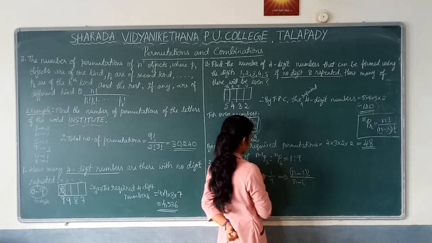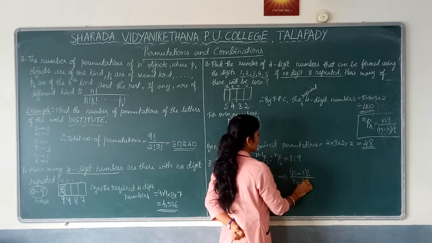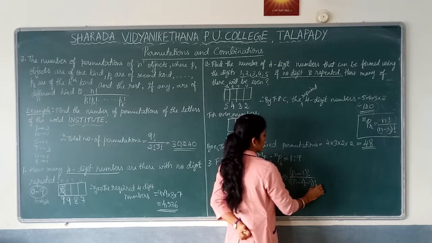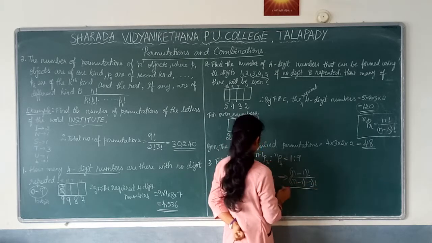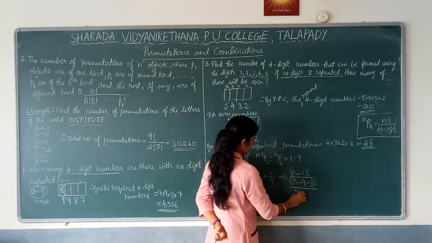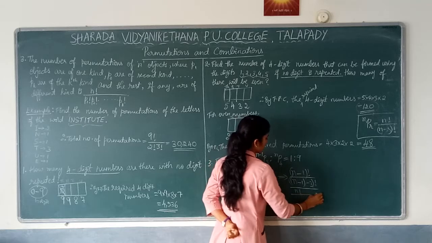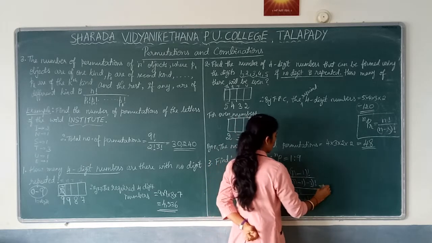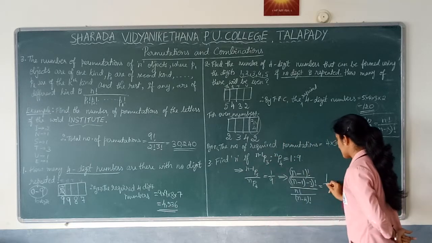What is there in the place of r? Sorry, n minus 1 is there in the place of n, and r is 3, so (n minus 1 minus 3) whole factorial. Divided by nP4, what is it? It is n factorial divided by (n minus 4) whole factorial, is equal to 1 by 9 as it is.